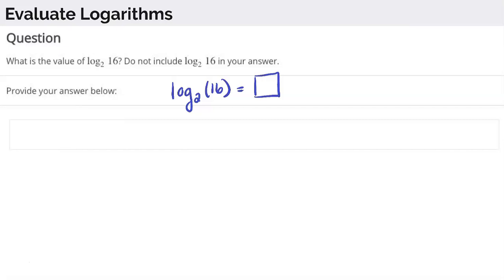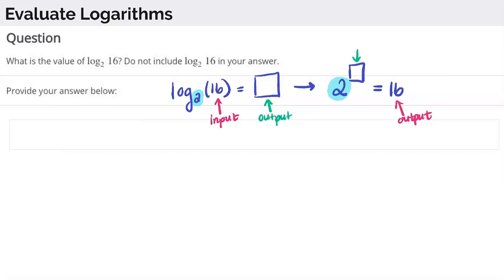This is equivalent, if we switch it to an exponential statement, as saying 2 raised to what power would give us 16? Because remember, these things are inverses, logarithms and exponentials. So as long as we keep the same base of 2, all we're doing from one equation to the next is taking our input and making it the output, and then the output, which in this case is what we're looking for, is the same thing as the input in the exponential statement.